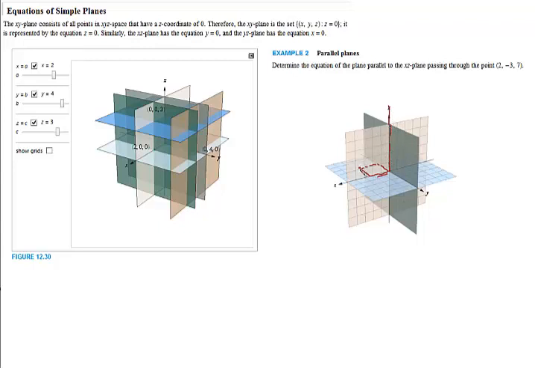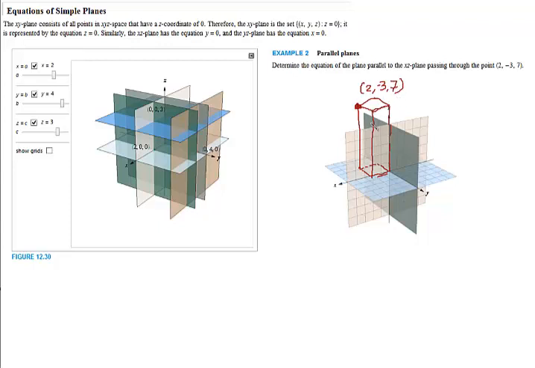I need to go up 7, so that's 1, 2, 3, 4, 6, 7, another edge of the box here, so I'll just go straight down. And then this one also goes up 7 till it hits right in here. This is why graphing in 3 dimensions is difficult on a 2-dimensional surface. But here's my point right there. That's the point 2, -3, 7.